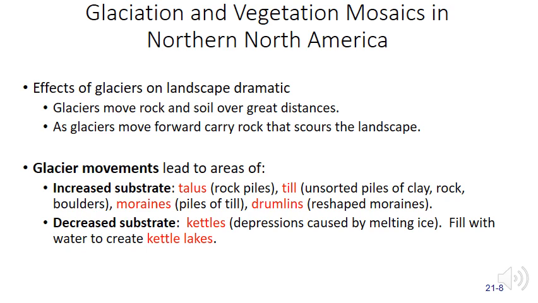Then there are areas of decreased substrate, so kettles. These are depressions in the rock that are caused when large bodies of ice slowly melt and fill with water to create kettle lakes. And the reason for this short geography lesson is that all of these different landforms created by glaciers provide completely different substrates and support completely different plant communities. And so often the mosaic of vegetation that we see on the landscape is a direct result of glaciation that may have happened hundreds of thousands of years ago.